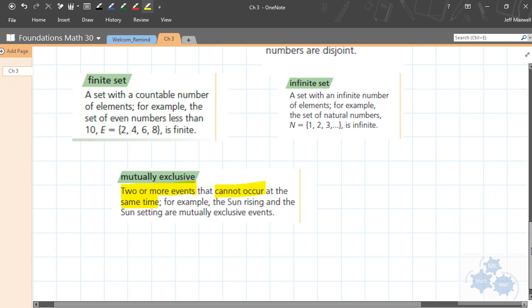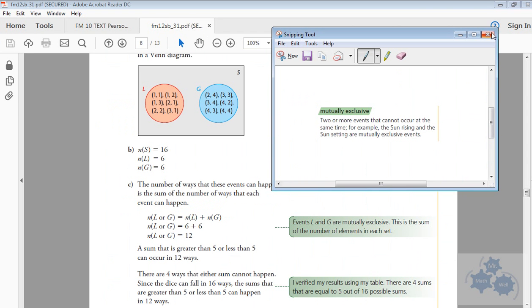Going into the room and going out of the room. Being in Mexico and in Canada at the same time. They're mutually exclusive. It's either one or the other. Questions?